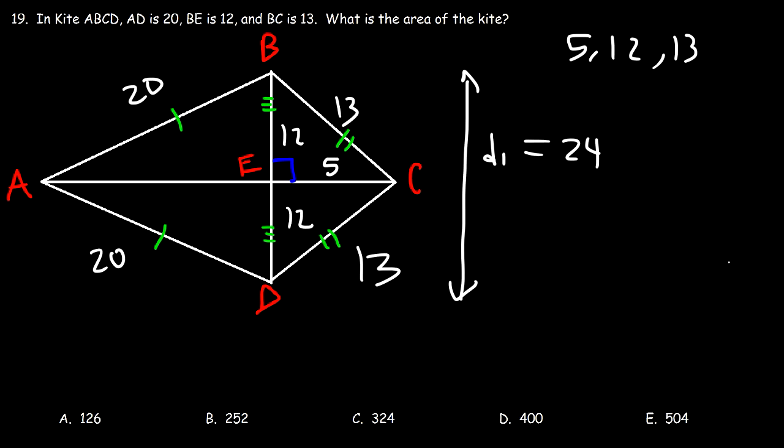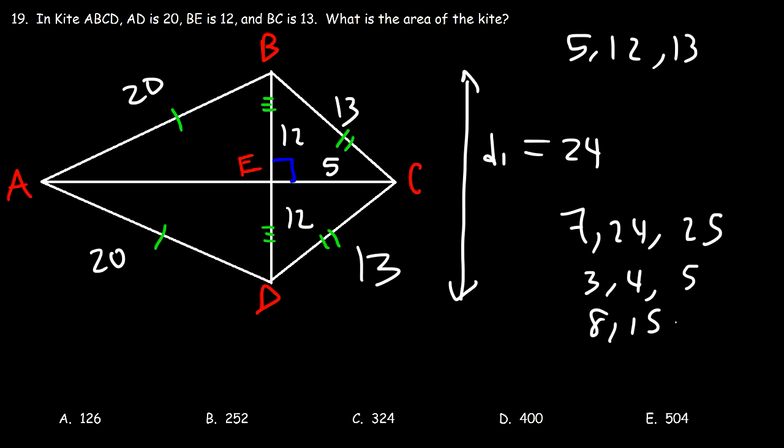Now some other right triangles that we mentioned were the 7, 24, 25 triangle, the 3, 4, 5 triangle, and the 8, 15, 17 triangle. Which of these triangles do you think will be useful to find the missing side AE? Because this is also a right triangle. Is it the 7, 24, 25, the 3, 4, 5, the 8, 15, 17, or the 5, 12, 13? It turns out it's this one.